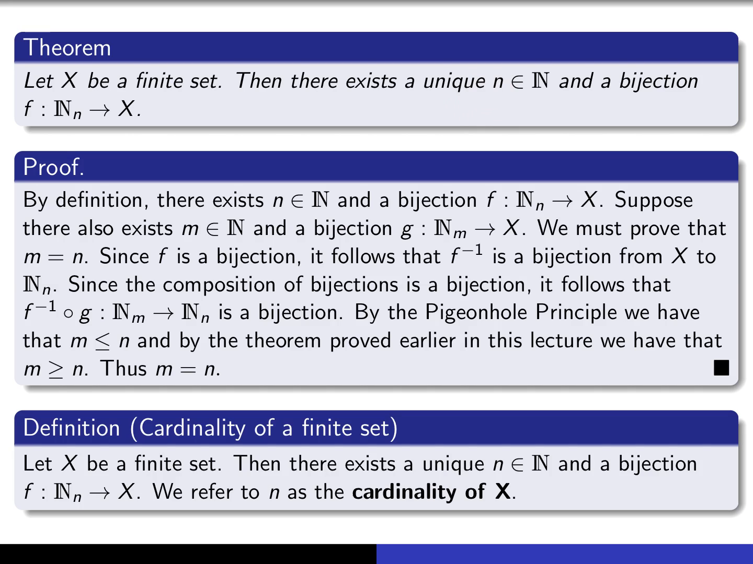So finally, we're able to define what we mean by the cardinality of a finite set. If X is a finite set, then there exists a unique natural number n and a bijection f from N sub n into X, and this unique number n is referred to as the cardinality of X. Of course, there's nothing startling or surprising about this definition, but you'll notice that we had to do quite a bit of work in order to be able to make this definition.